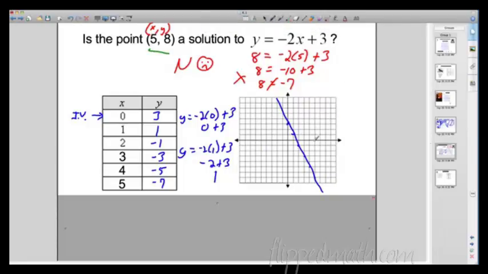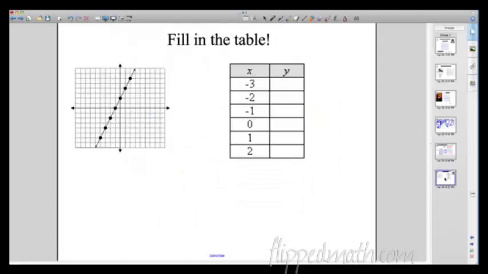So you can see, was that original 5, 8 on there? Well, if I go over 5, up 8, there's no way it's on there. 1, 2, 3, 4, 5, up 8. It's this point. Not even close to being a solution or a point on the line. So definitely not a point on the line. Excellent.